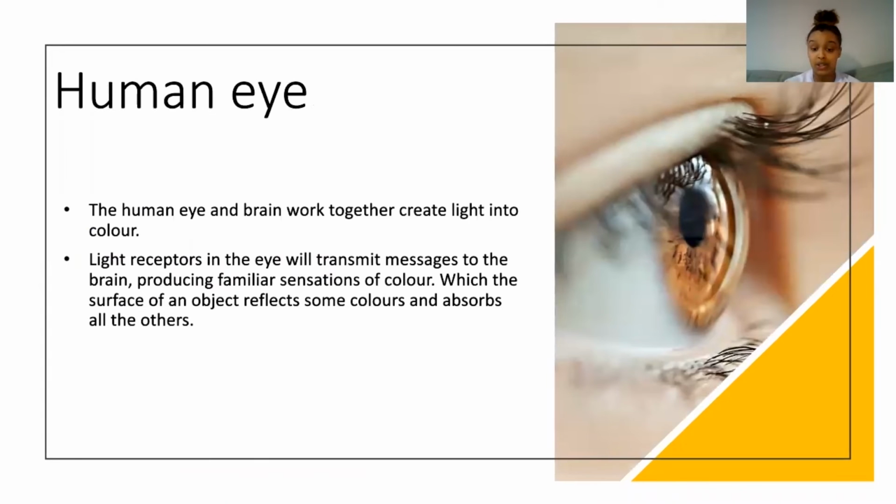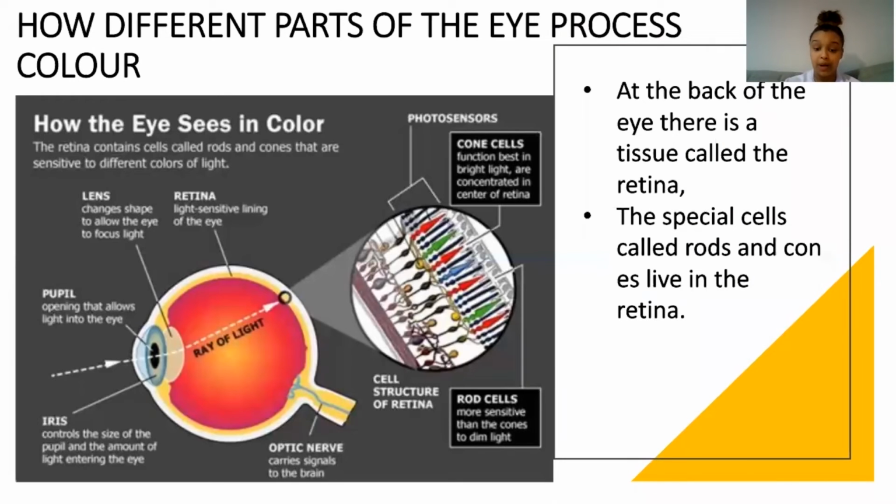So I looked into the human eye. To understand the whole reason of color, you have to go back to the human eye. So the human eye works with the brain. They work together to turn the light into color. The light that the eye receives will transmit messages to the brain showing saturations of color. So the surface of an object reflects more colors. So we go to different parts of the eye, how they see color.